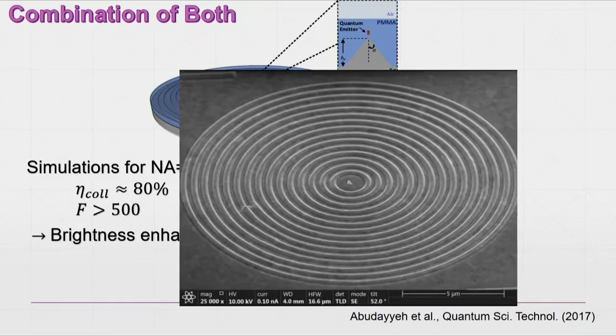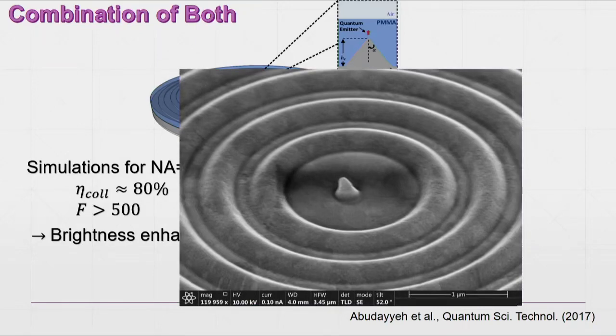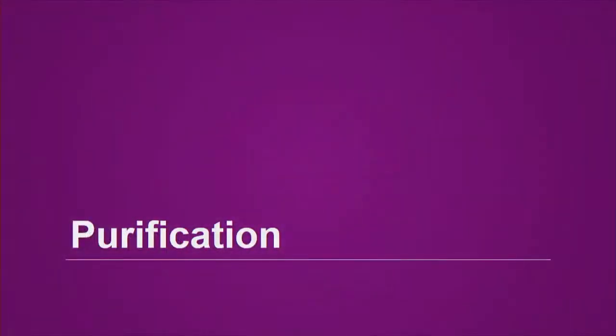Okay? And we've made these antennas, and now we're actually at the stage of coupling the emitters to the tips of these nanocones. So this is the first part of the talk, where I focused mostly on the brightness of the source. Now I'll talk a bit more about the purification of these sources.